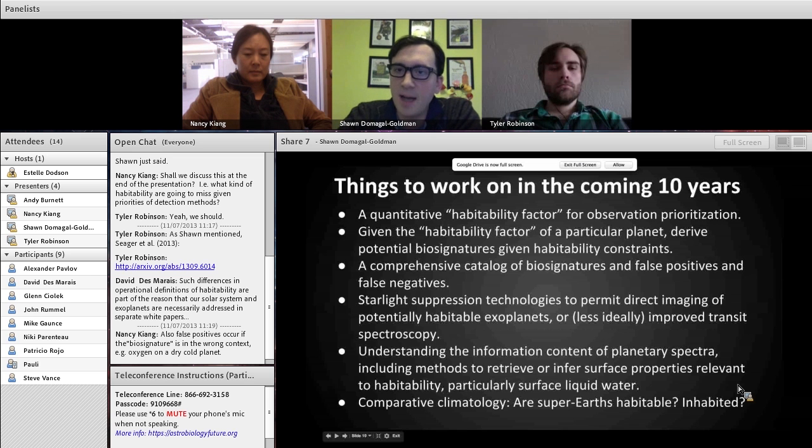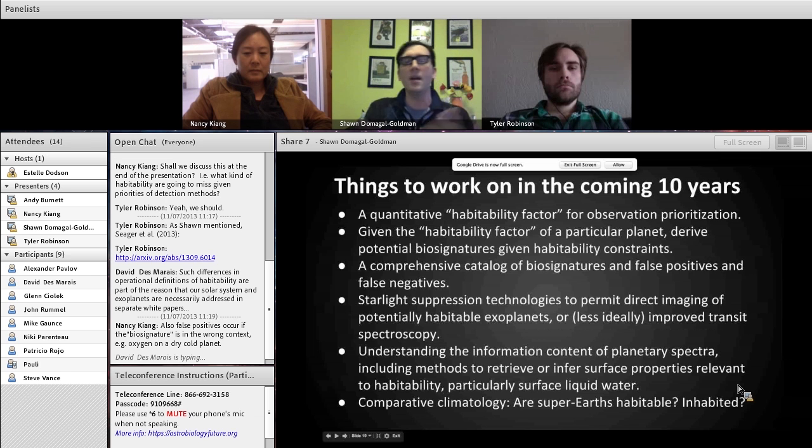Understanding the information content of planetary spectra, including methods to retrieve or infer surface properties relevant to habitability, particularly surface liquid water. So we'd like to have some way to not just have a spectrum come in and say, oh, that looks like it has oxygen and that looks like it has carbon dioxide. We'd like to have some rigorous and robust methodology that will do that as the data come in, because otherwise we might be imposing our own hypotheses on that planet onto our analyses.